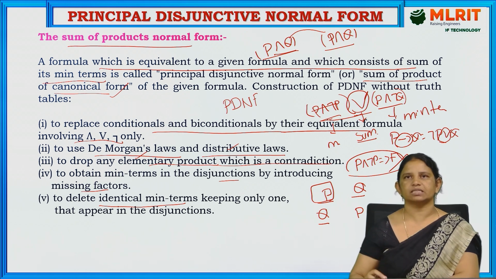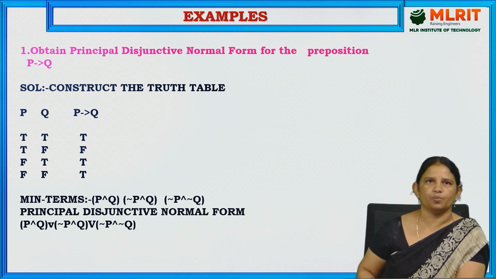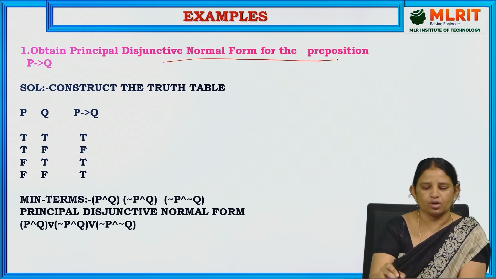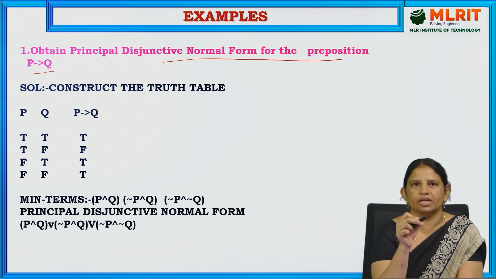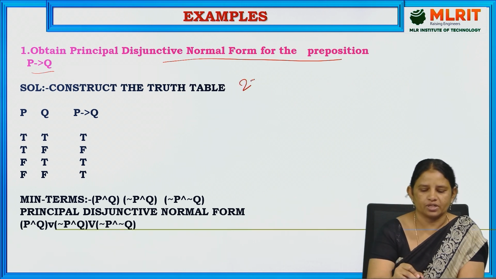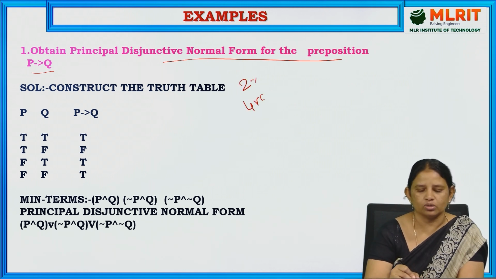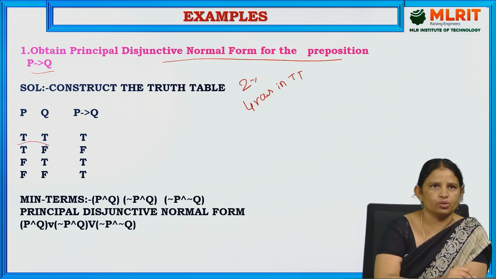Let us look at an example for the principal disjunctive normal form. Consider the first example: obtain the principal disjunctive normal form for the proposition P implies Q. So we need to construct the truth table for P implies Q. Here there are two propositions, so a maximum of 4 rows are present in the truth table. For P, Q: first row is true true, second is true false, third is false true, and fourth is false false.